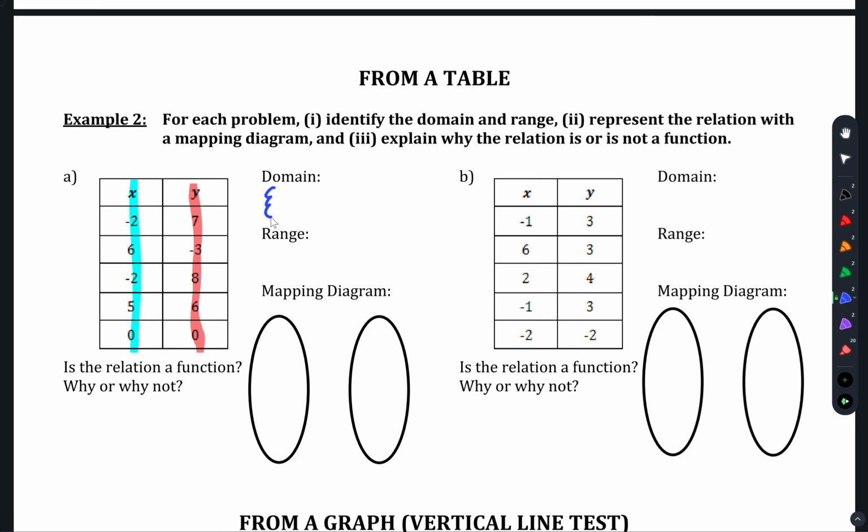What goes in here? What's my domain? Anybody want to give that one a shot? Jaden?